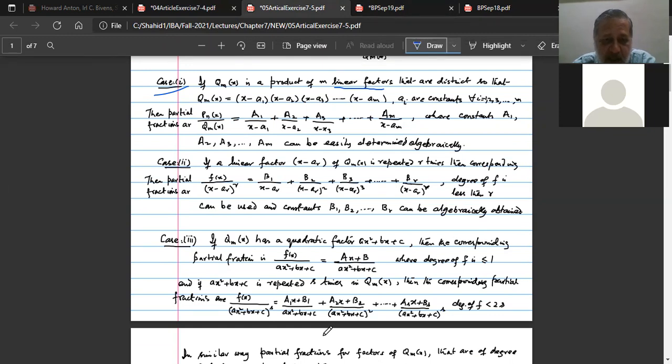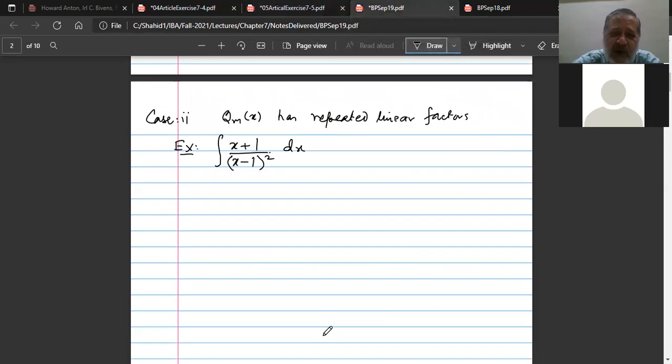If r is a number greater than 2, don't stop. Another constant upon the linear factor raised to power 3, another constant upon the linear factor raised to power 4, and that becomes more complicated. I have taken a simple example to demonstrate what I have to do in this case, where a linear factor is repeated twice. So I will write down a constant upon the linear factor, another constant upon the same linear factor with power 2.